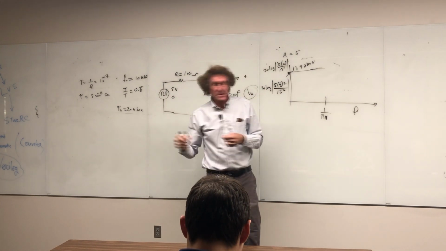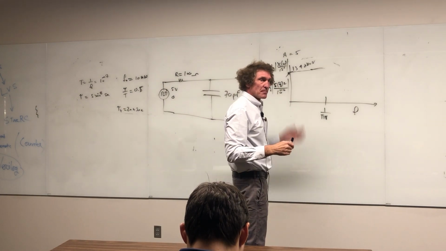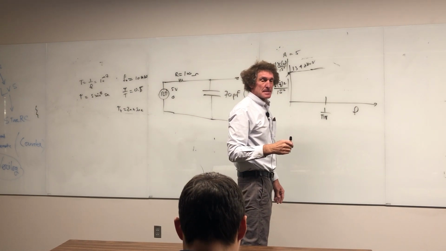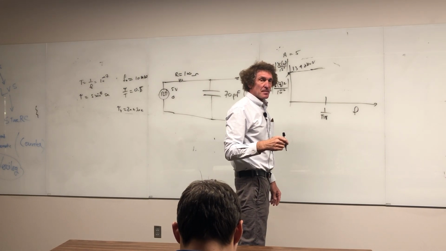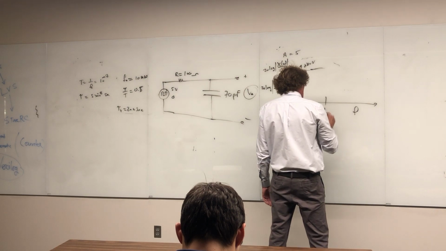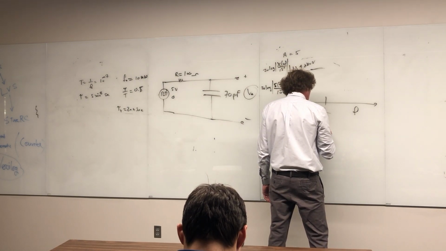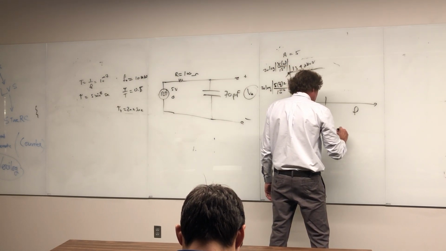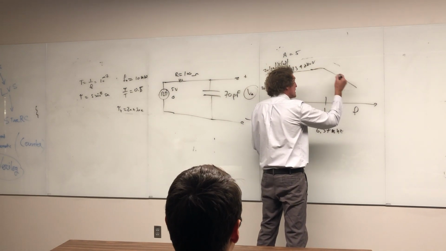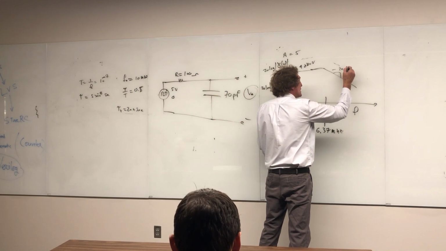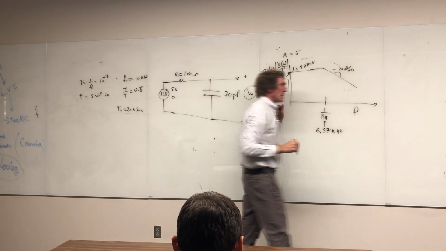Tau is 5 times 10 to the minus 8 times pi, 1 over... 6.36 megahertz, something like that? 6.37. All right, 6.37 MHz, okay? Now the signal comes down at minus 20 dB per decade, right?